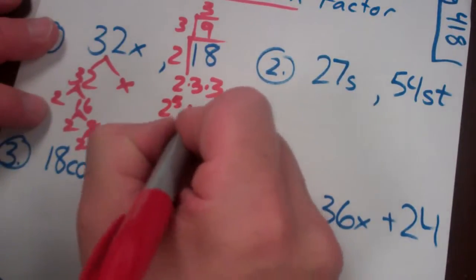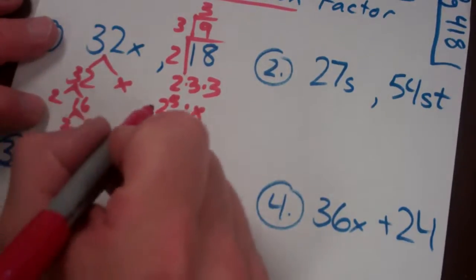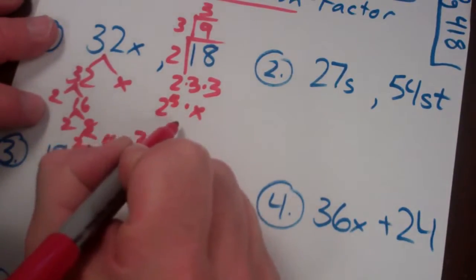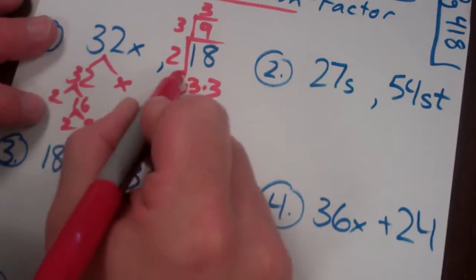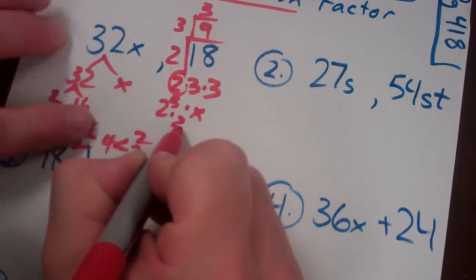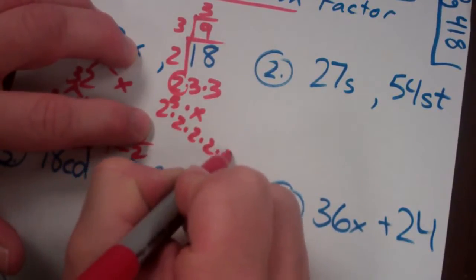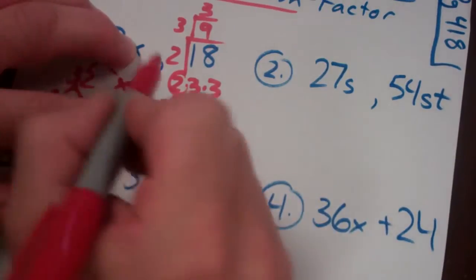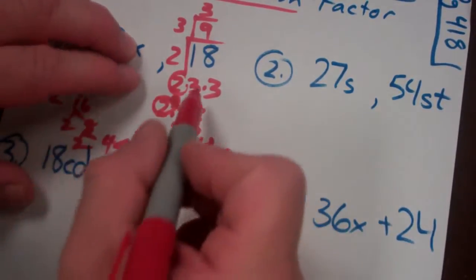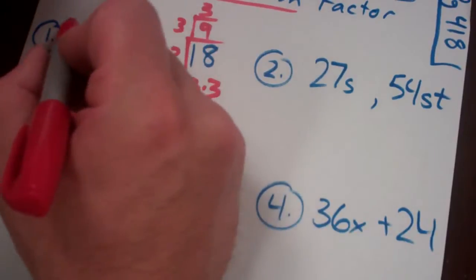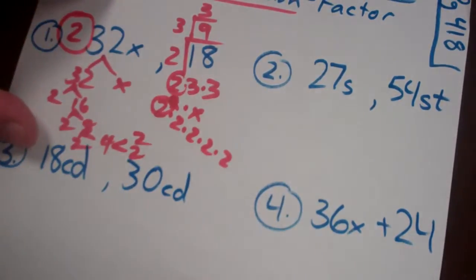Well, what do they have in common? They have one 2 in common. This has five 2's, 2 to the 5th, but it has one 2 in common. So I could write that as 2 times 2 times 2 times 2 times 2, 2 to the 5th. We have one 2 in common. Guess what? That's all they have in common. That means the greatest common factor for number 1 is 2.